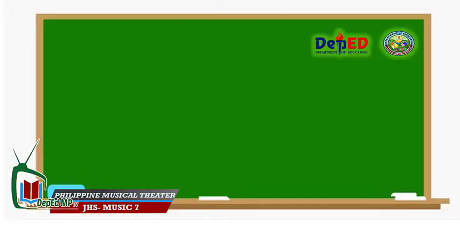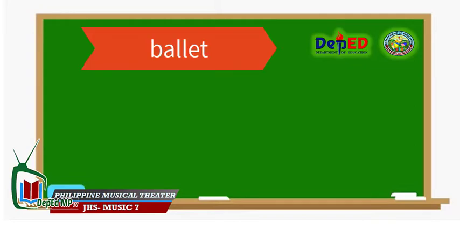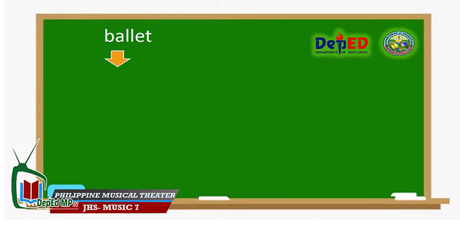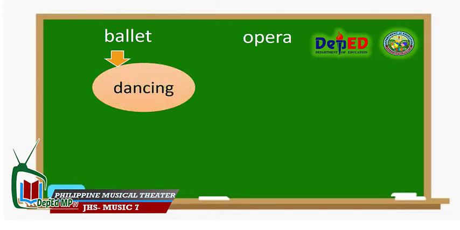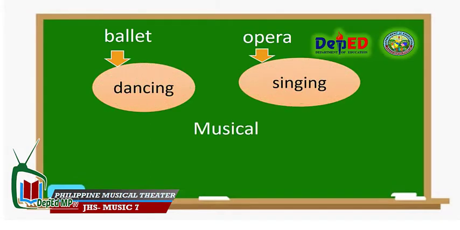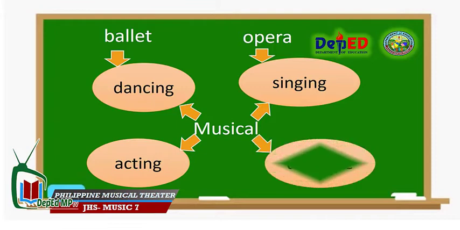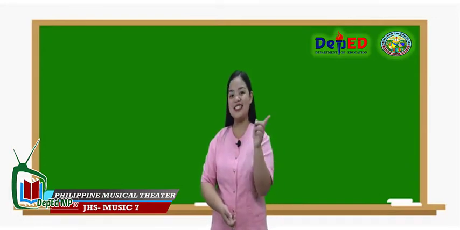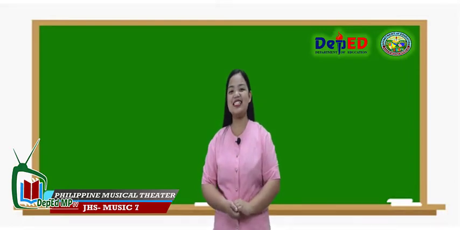To generalize the difference between ballet, opera, and musicals, here are the keywords. Ballet is more on dancing, opera is more on singing, while musical gives equal importance to dancing, singing, acting, and dialogue. I hope you can now identify musical theater. However, our lesson doesn't end here. Let's get in our theater room.